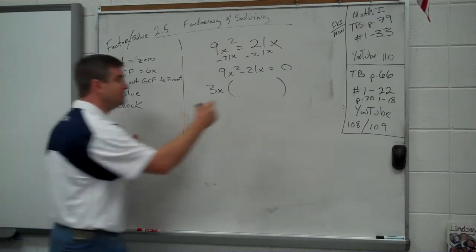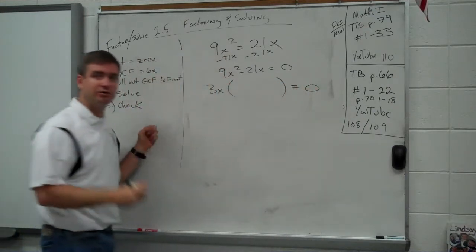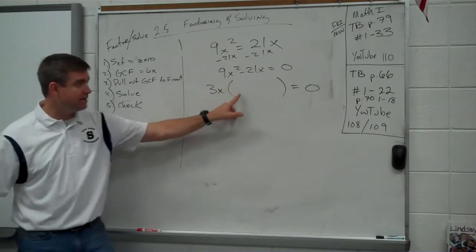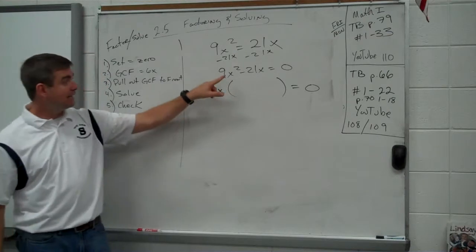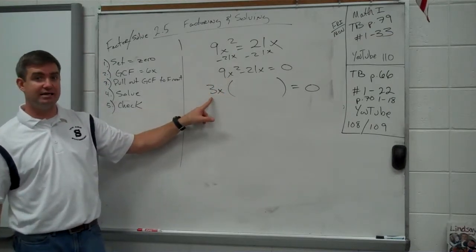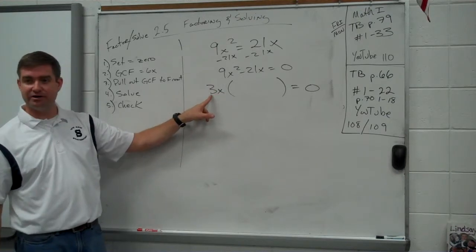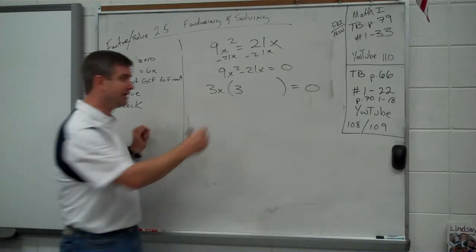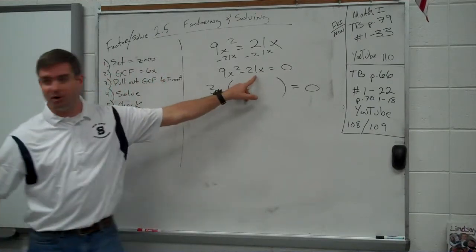Most people can figure out the GCF. Most people can set it equal to 0. This is the hardest part. How do I figure out what goes here and here? I take that and I divide it by the GCF. Some of you can do it in your head. What's 9 divided by 3? 3. What's x squared divided by x? x. Exactly right. How about this part?